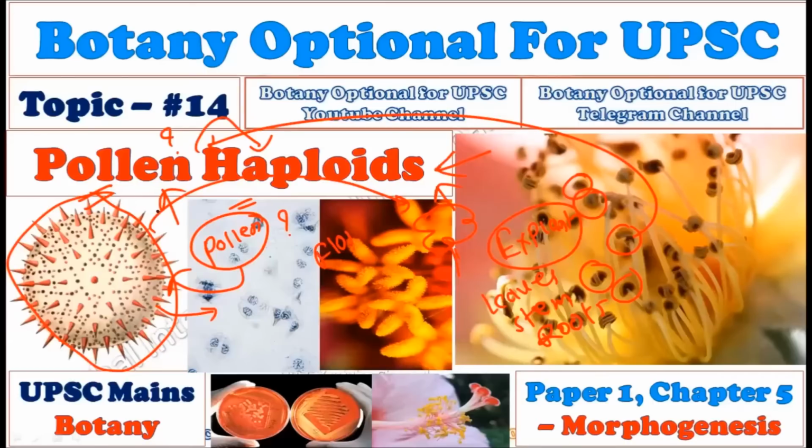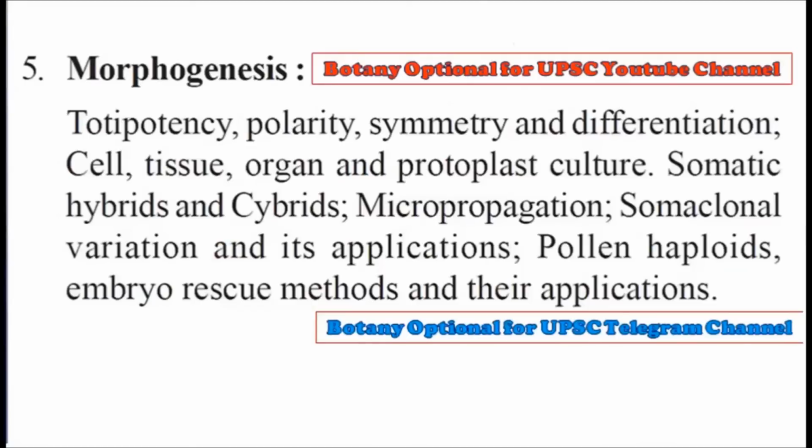All right. So we should understand what we mean by pollen haploids. In general, first you should know what haploids mean in plant tissue culture. Then after that, we should understand what pollen haploids are. Then how we do it. What is the procedure of creating the pollen haploids, and what are the different advantages and disadvantages of this particular technique.